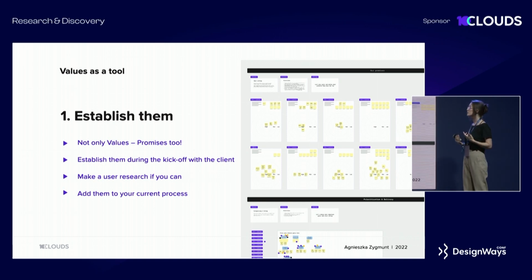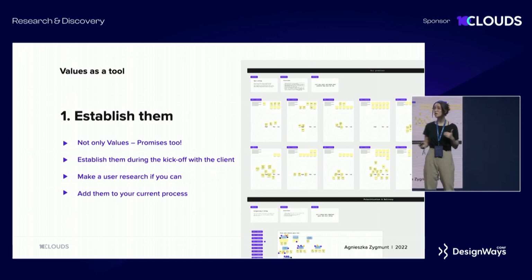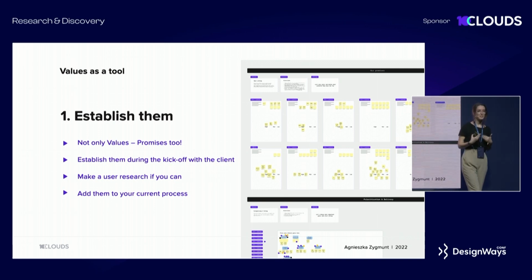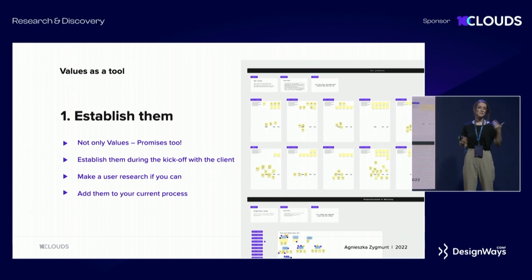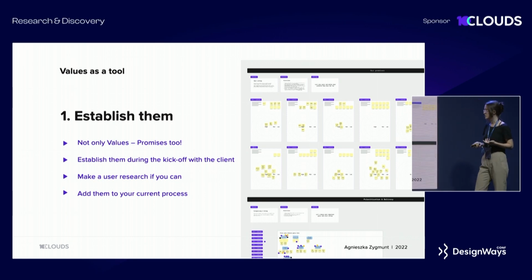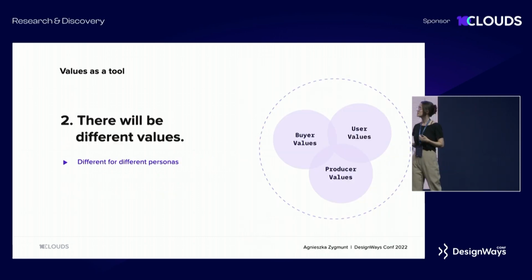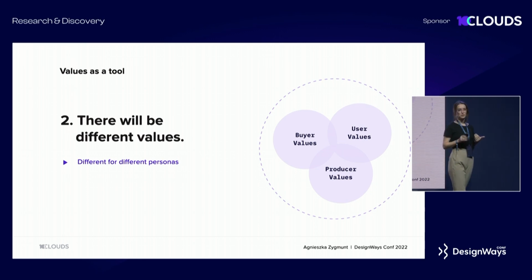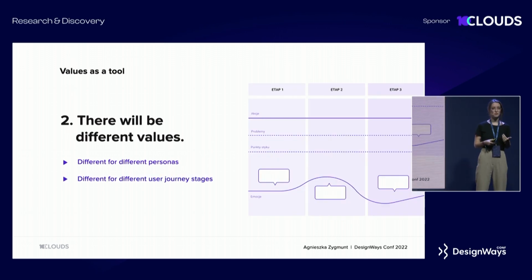And just add them to your current process, because if you have the values on paper, even if you establish them during the kickoff and you won't be using them in the next stages, it will be like a star when we are on the Earth. So if you are in the process of establishing them, please remember that there will be different values. And of course, they will be different for different personas, but not only. They will also be different for different user journey stages.